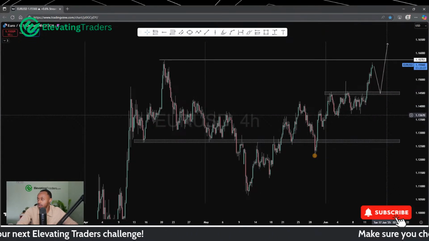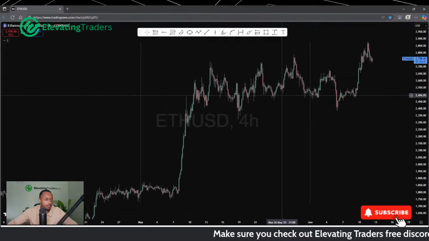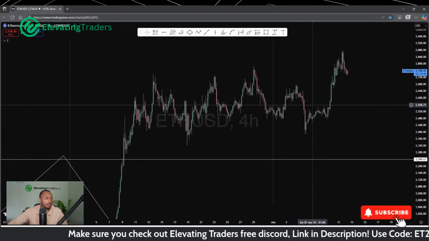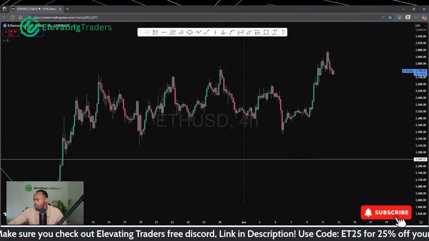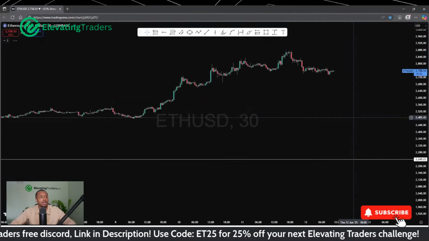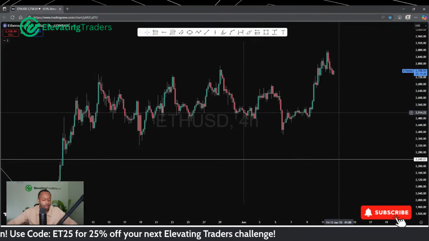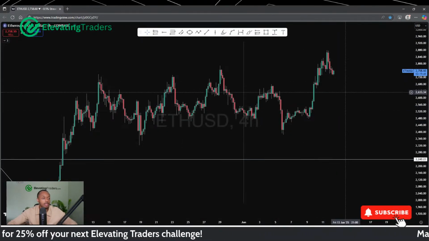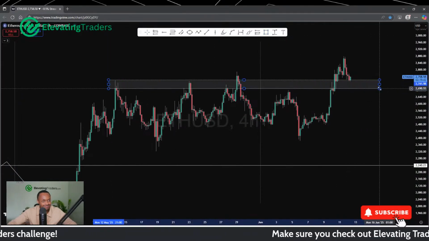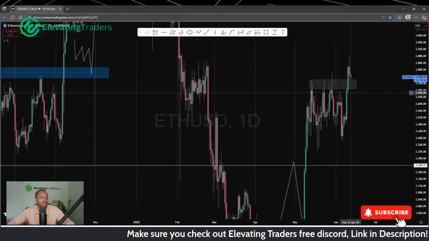In terms of Ethereum, so Ethereum looking bullish as a whole. Looks like it's about to clear the highs. You said you got a long position on this one on the 30-minute chart. I'm not too sure about buying Ethereum just yet, because I'm not convinced by the breakout just yet, really.